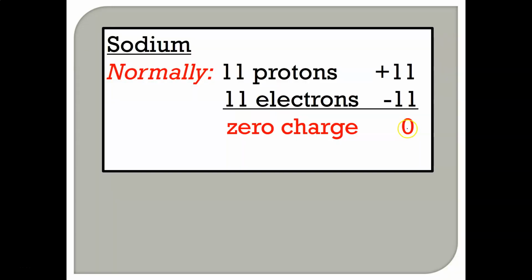Under normal circumstances, sodium would have 11 protons and 11 electrons. If the charge on a proton is positive, that means we have a total of plus 11 here. An electron is negatively charged, so 11 of them would be a minus 11. If I add those together, they all cancel each other out, and our atom ends up neutral, no charge. So you could say it has 0 charge, or you could say that it's neutral, meaning no charge.